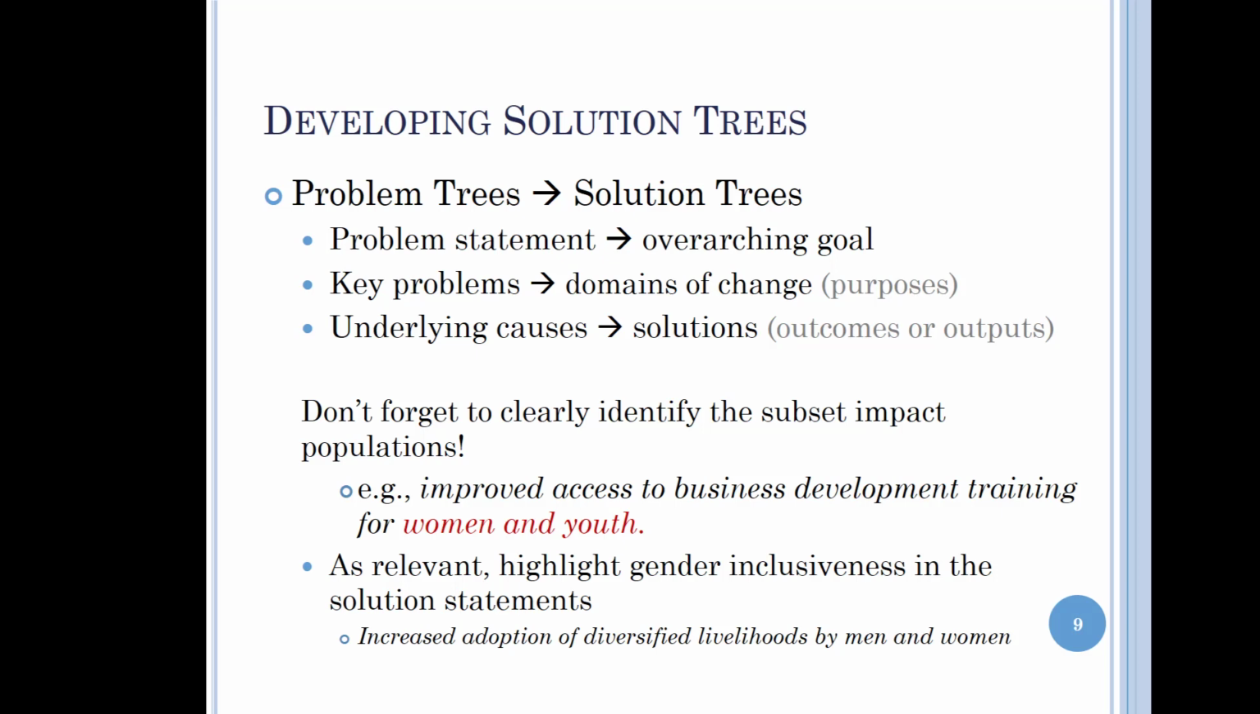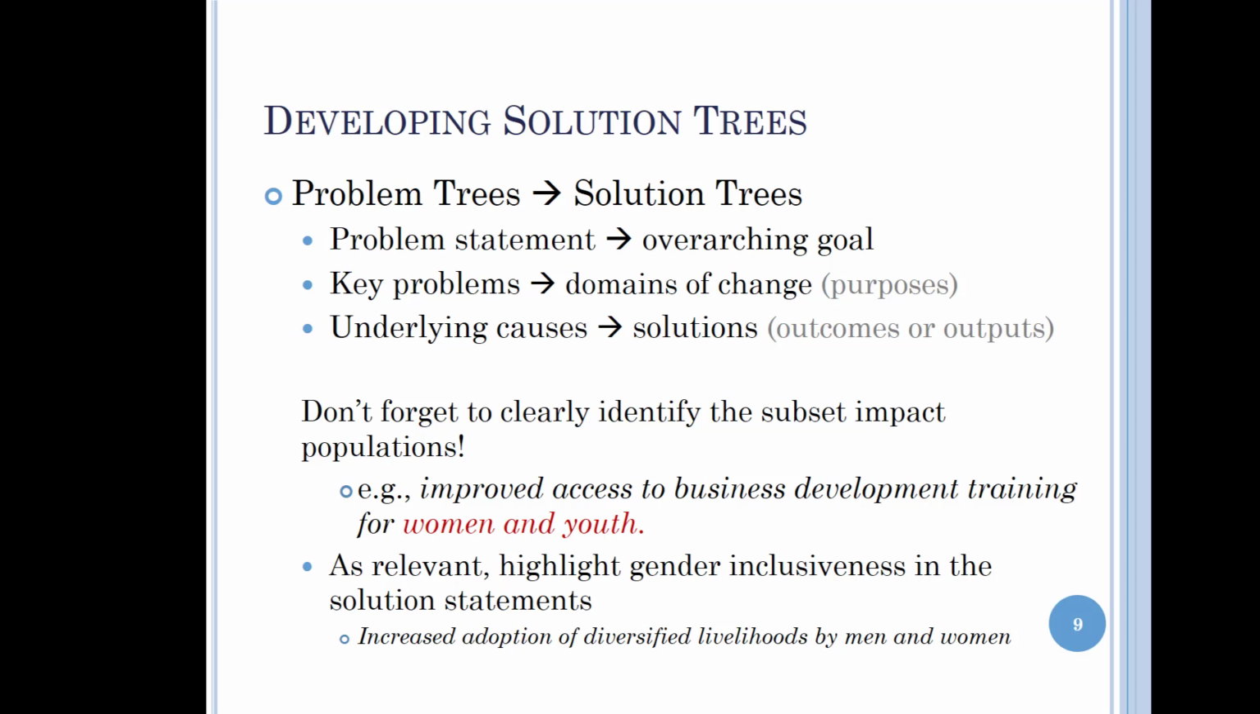Summarizing, the easiest way to create a solution tree is to simply invert the problem tree. The overarching problem statement becomes the goal. The key problems are reworded into domains of change, and the remaining underlying causes are flipped into solutions, which are later sorted into outcomes and outputs. Outputs meaning the products that your project will deliver. Of course, for this to work properly, the causal linkages in the problem tree must be complete and thorough.